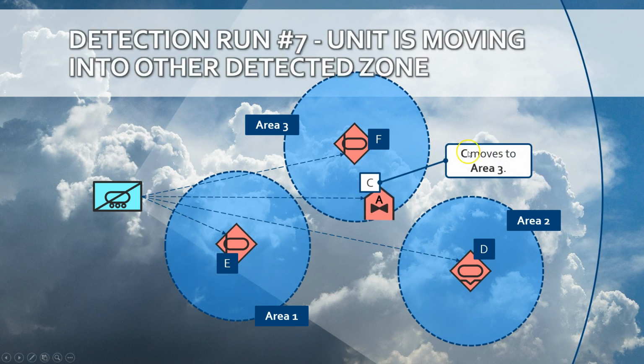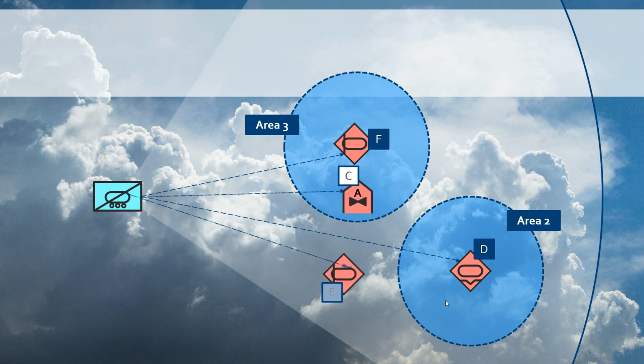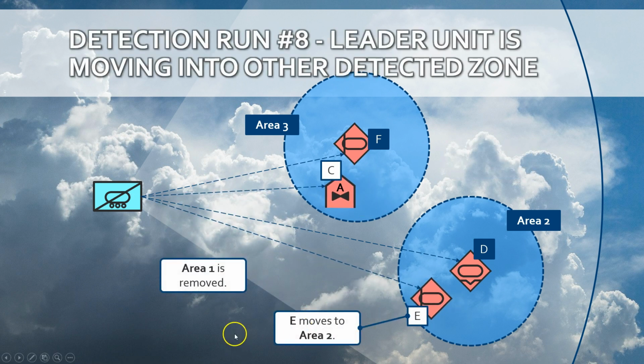Now you see here unit C that was residing in area 2 is moving to area 3. So C becomes part of area 3 and is being deleted from area 2. E, which was a center, is flying to area 2. So E, area 1 is removed and E becomes part of area 2.